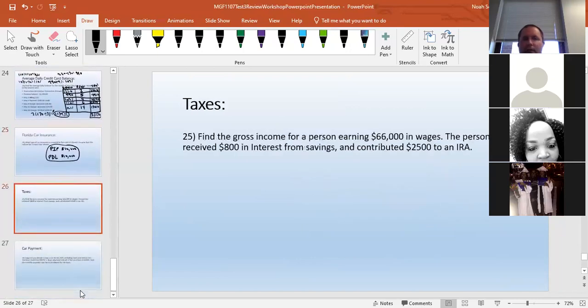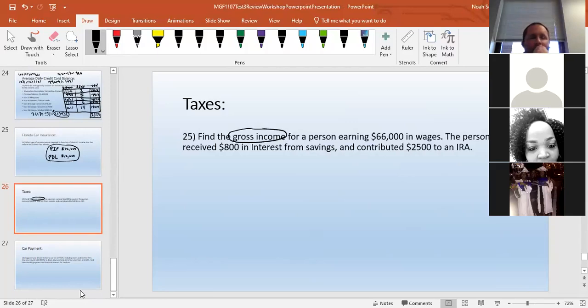And the next one is another tax problem. Now this one, I'm going to test your understanding. I'm going to see if you all can do this with me. Find the gross income for a person earning 66,000 in wages. The person received 800 in interest from savings and contributed 2,500 to an IRA. What we're looking for is the gross income. So what would we need to do here? Anyone?